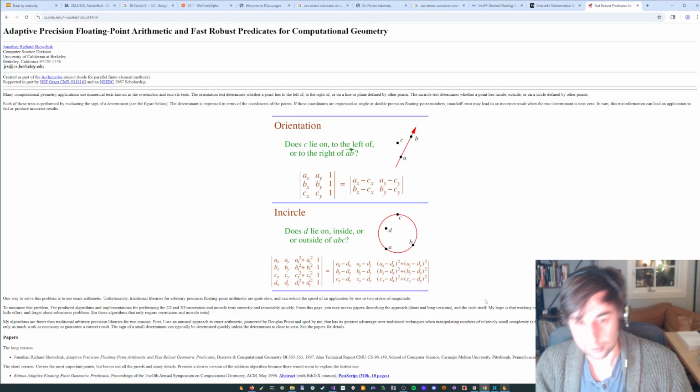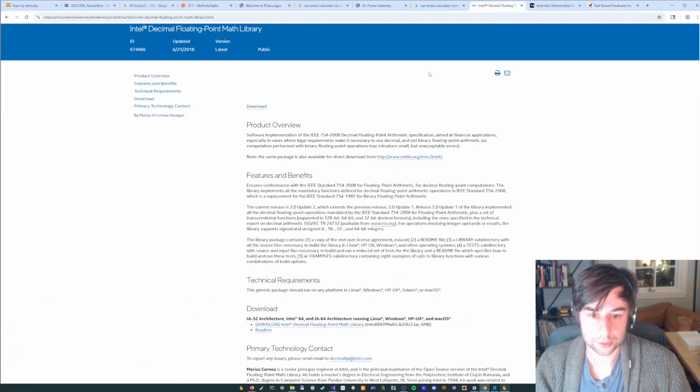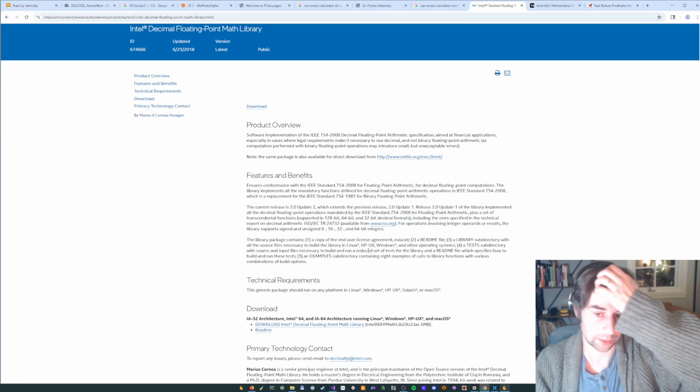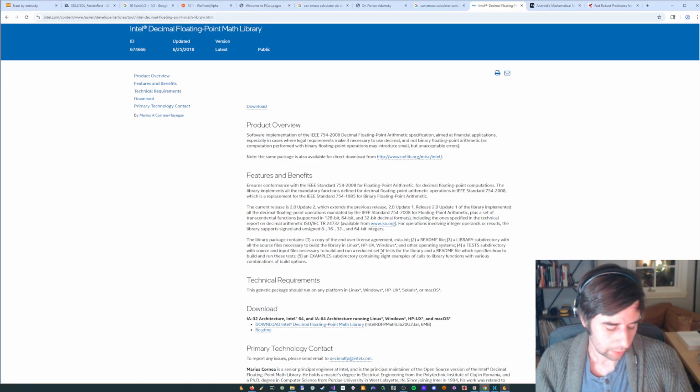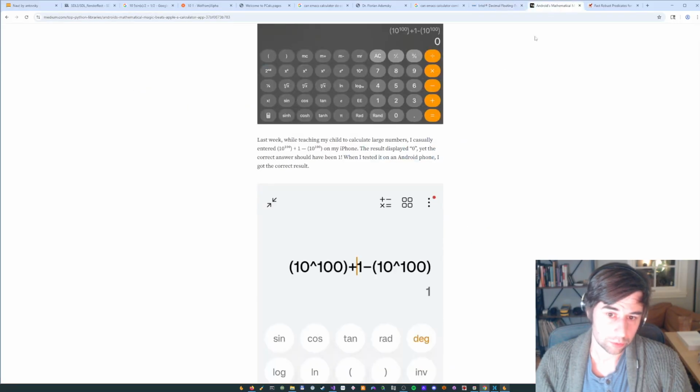So I think the Intel library is better because it's got 34 digits of decimal precision, which is more than any constant that we know of, because it's a floating point thing. So you do that for when you fail, and then you do this kind of thing for simplify.